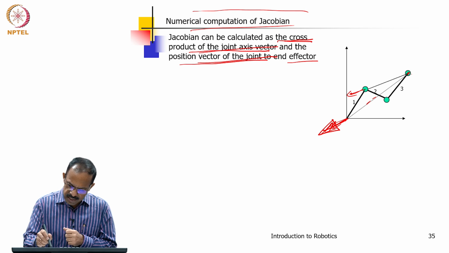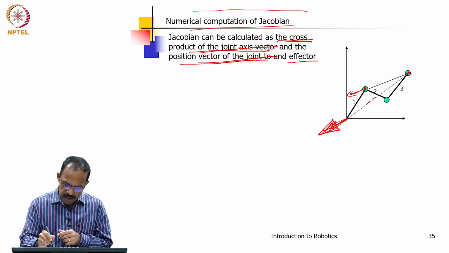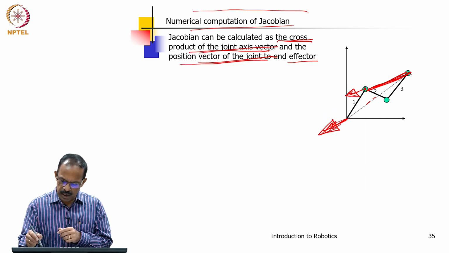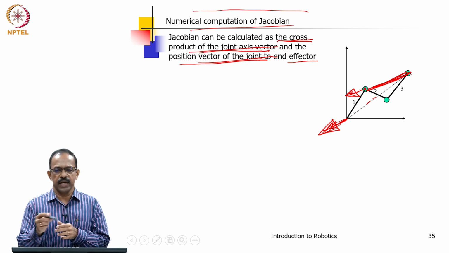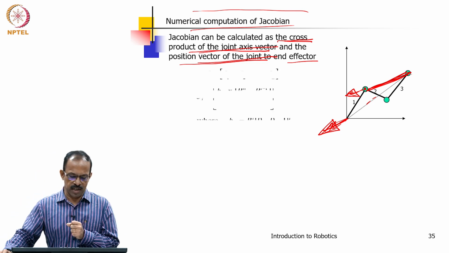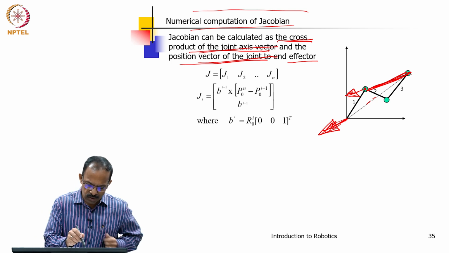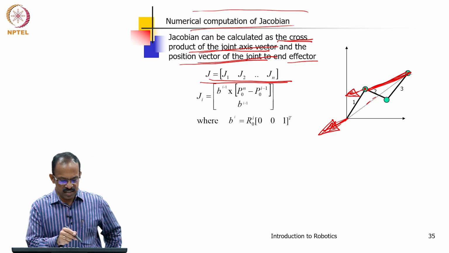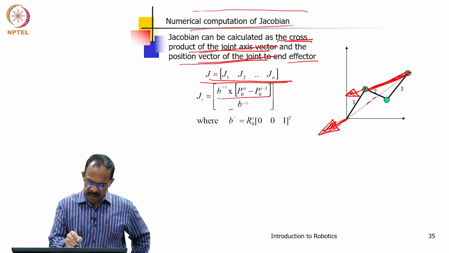Similarly, we want to find the effect of this joint on the velocity of the tool tip. We can get it by looking at the axis of this joint and taking the cross product of this joint axis and the position vector. This is the position vector from this joint to the tool tip. You take the cross product of this with this, and you will get the velocity. That is the principle of numerical computation. So, you get J as J1, J2, J3 etc., and for J1 the linear part will be this and the angular part will be this.